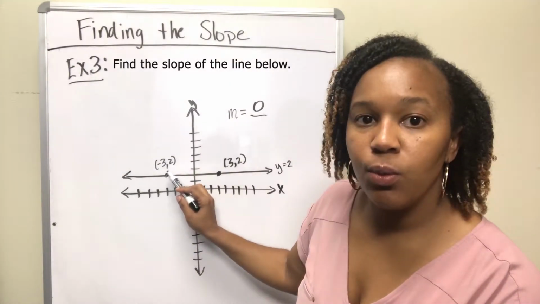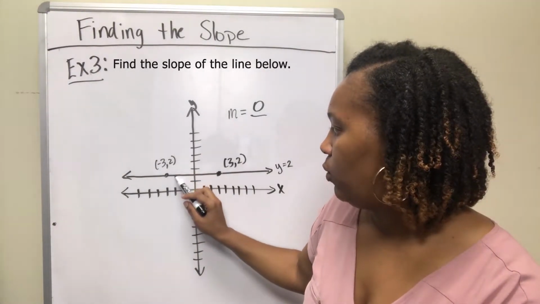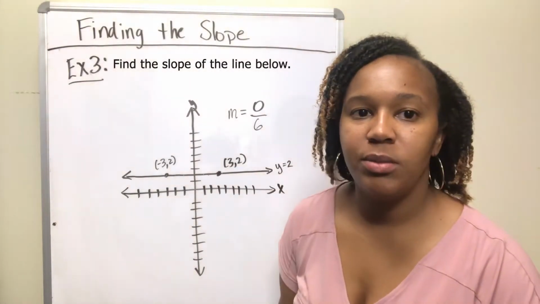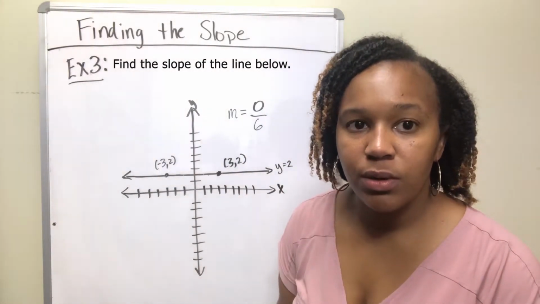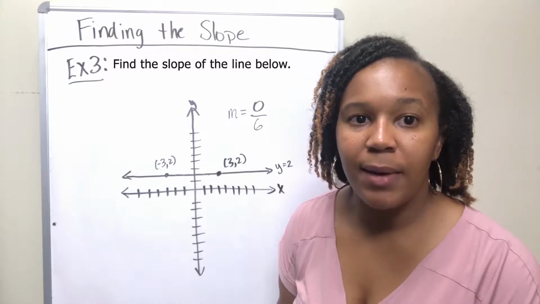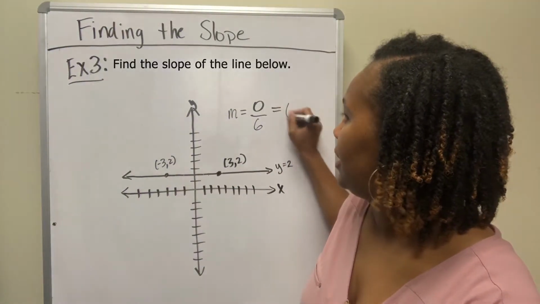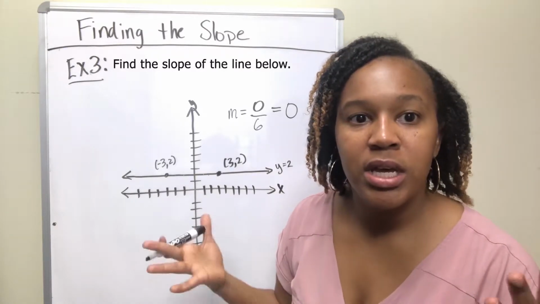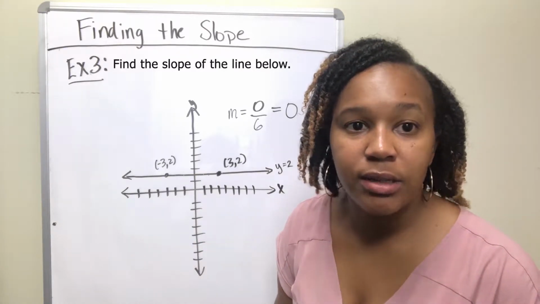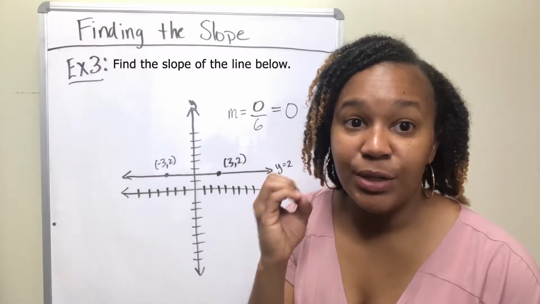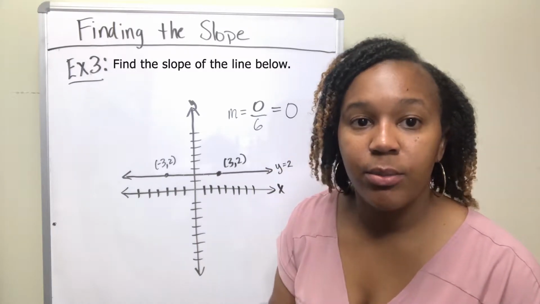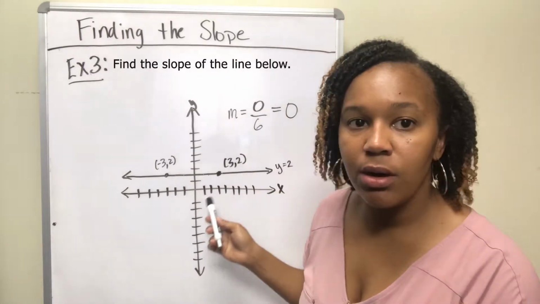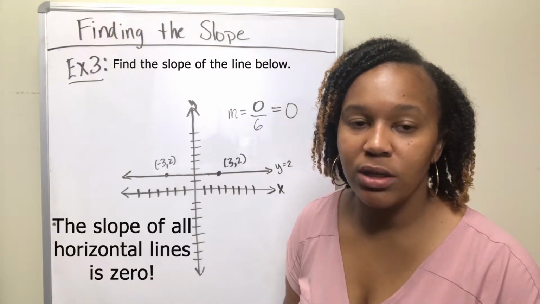Well, how much do I have to run to get to the next point? I have to run 1, 2, 3, 4, 5, 6. So my run would actually be 6. So my slope is 0 divided by 6. Well, 0 divided by any number is 0. That's like saying if I have $0 and I must divide it and split it up between 6 people, how much will each person get? Each person will get $0. So 0 divided by any number is 0. So the slope of this horizontal line would be 0. And that's the case for all horizontal lines.